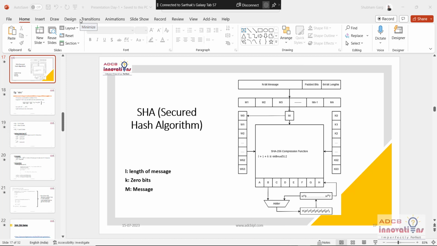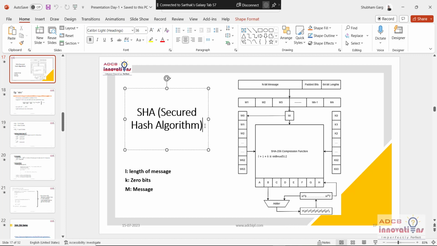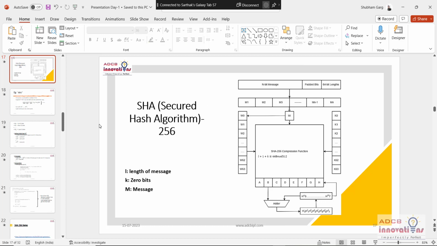In today's lecture we are going to understand hashing, particularly SHA 256, the Secure Hash Algorithm 256. Blockchain uses this hashing technique to hash all the data and all the transactions in the chain, and for that it uses SHA 256. There are other techniques as well, like SHA 512, but we will look at SHA 256.